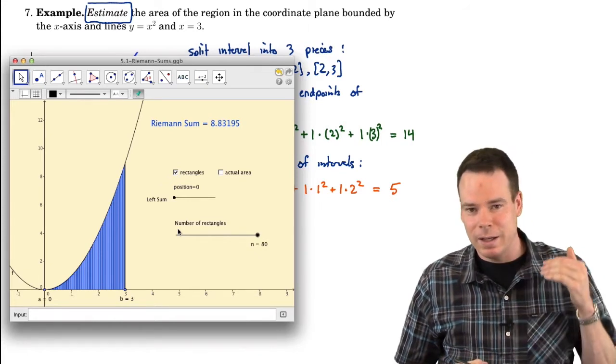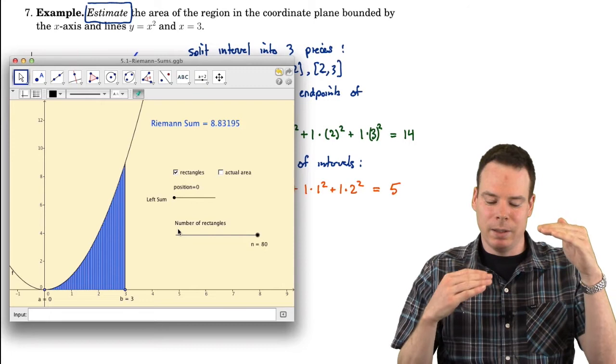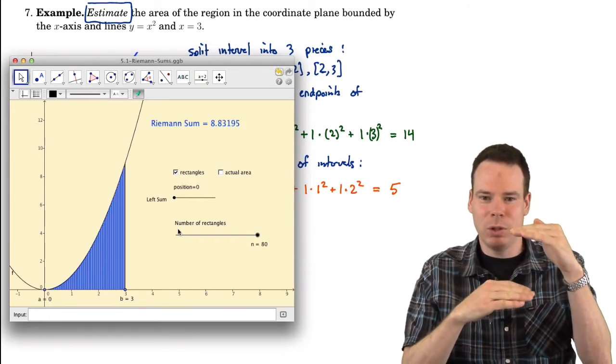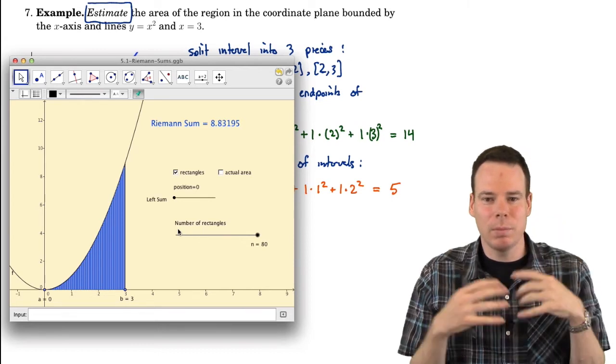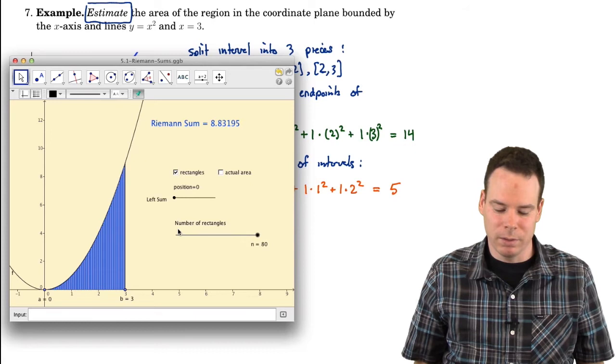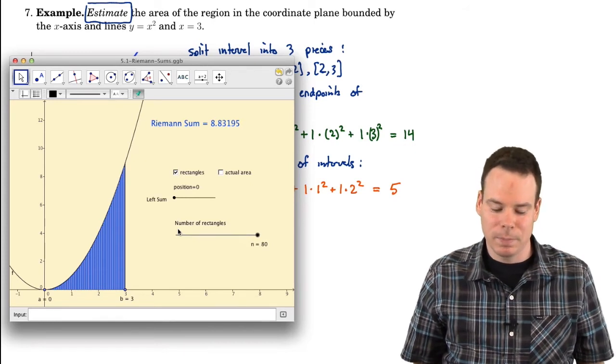So my right rectangles were about 9.2. My left rectangles were about 8.8. So I know that the actual area is between 9.2 and 8.8. This is what I mean by we can now sort of ramp this up and generalize for more rectangles. And so I've got a pretty good estimate.